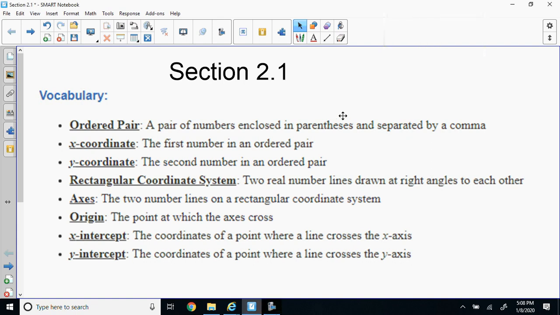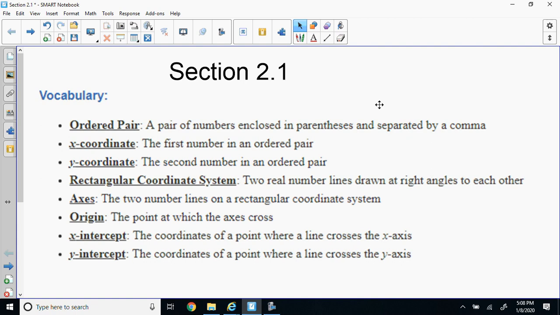Okay, so we're looking at the second section in chapter 1. Vocabulary we've got to go through is ordered pairs. We're going to be looking at graphing in the next couple sections, but first, ordered pairs.